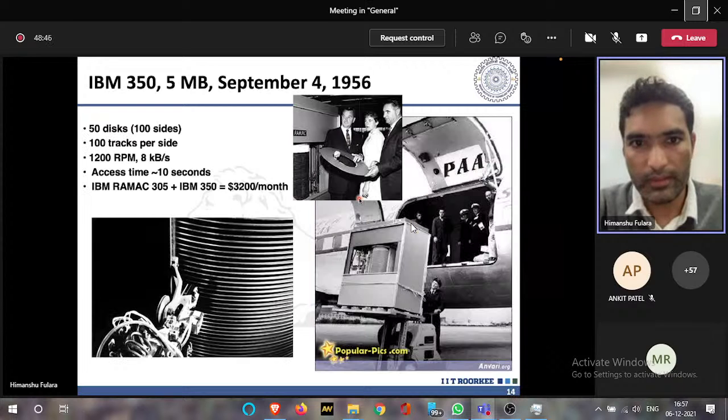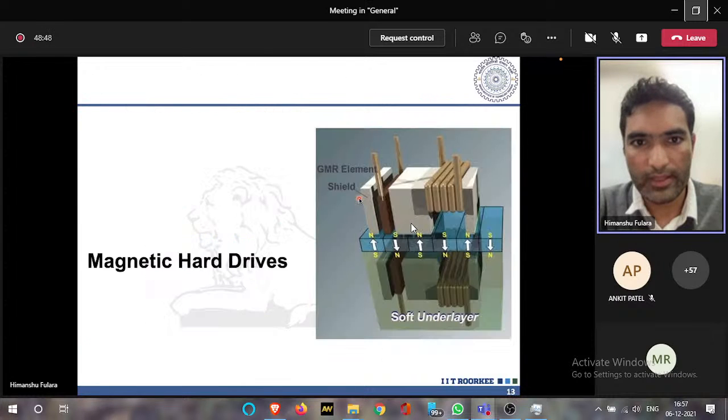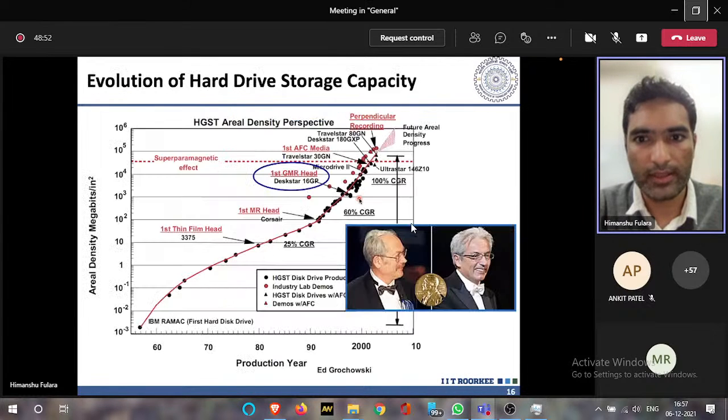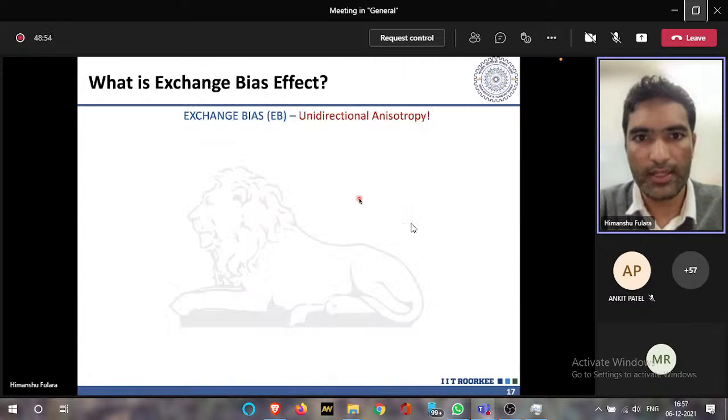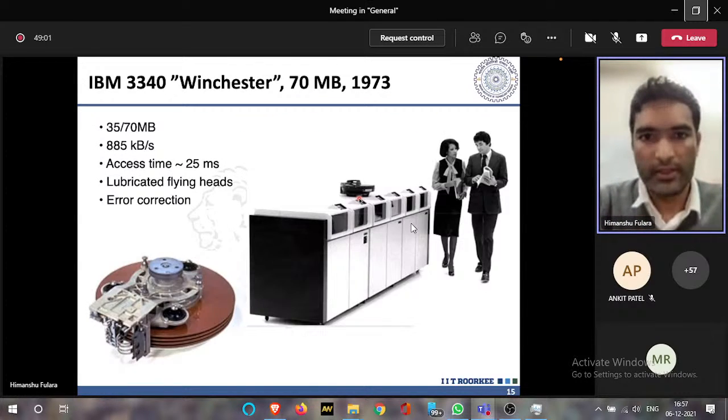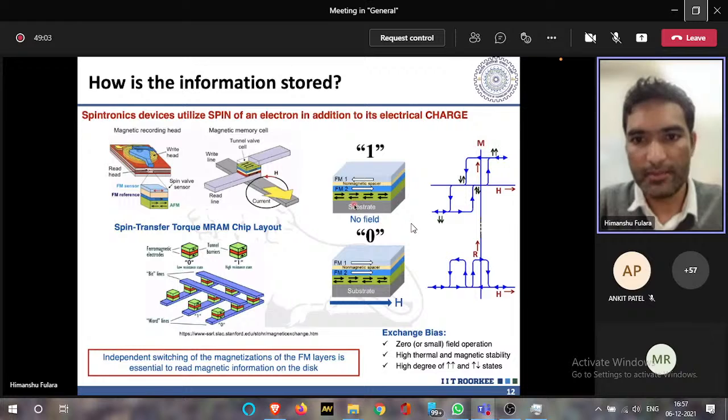So, okay, where is this slide? Yeah, so let's go. Let me just briefly explain how this effect basically locks the magnetization. So this is the exchange bias effect.